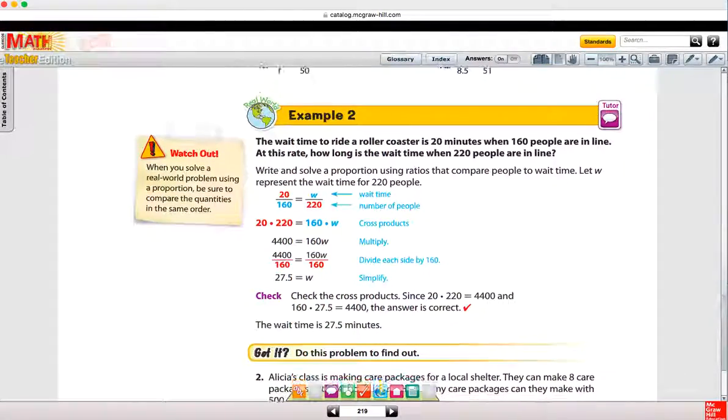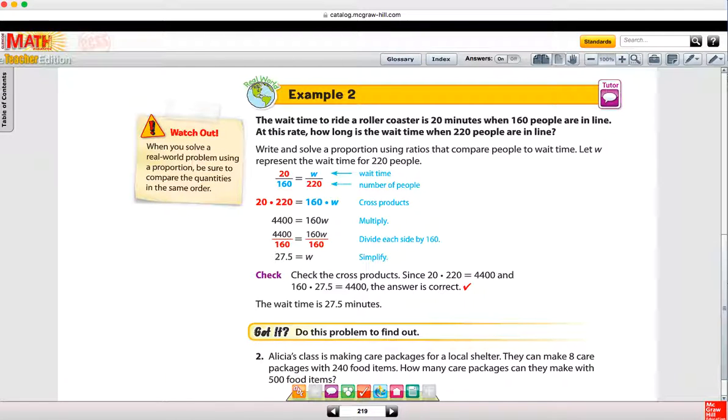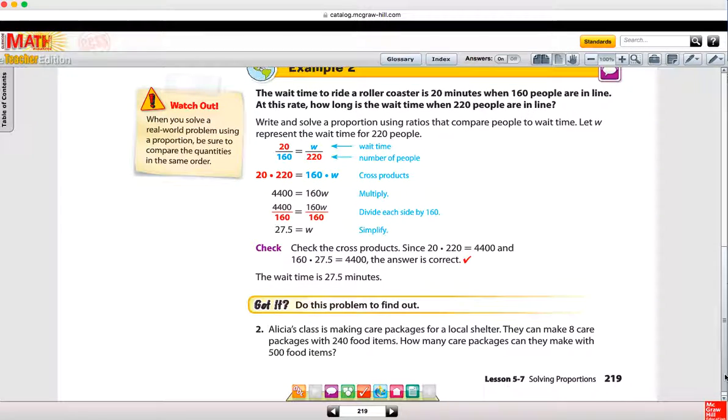In example 2, we have a story problem worked out for us, and make sure you always go through these examples just to get an idea of how those problems are set up and the strategies that they're suggesting. In this case, we're working with cross products, knowing that that's not the only strategy to use, but the one that we're going to be practicing during this lesson. So at the bottom of page 219, we have an example.